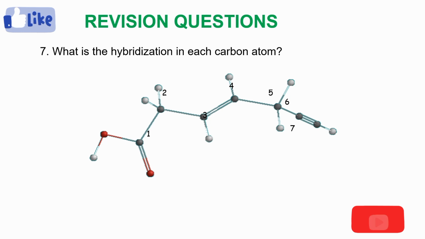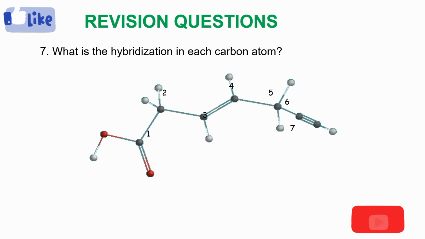The first one, carbon 1, if you look at it, you realize that we have sp2 because it's a double bond. Carbon 2 is sp3 because it's saturated. Carbon 3 is sp2 because it's a double bond. Then carbon 4 connecting to carbon 3 is still sp2. Carbon 5 is sp3 because it's saturated.